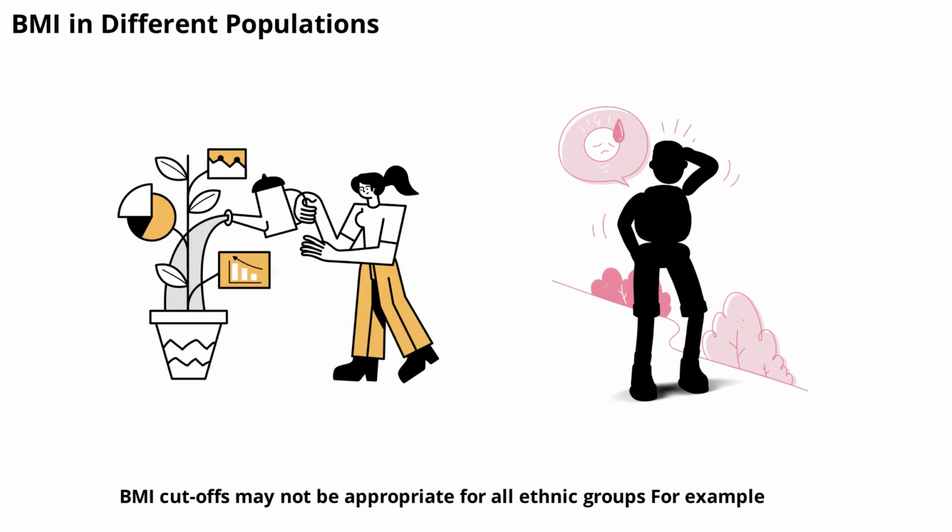BMI cutoffs may not be appropriate for all ethnic groups. For example, South Asian populations tend to have higher body fat and central fat distribution at lower BMI values compared to Europeans. As a result, lower BMI thresholds for overweight and obesity are used in some Asian countries. This highlights the importance of considering ethnicity when interpreting BMI data in public health.